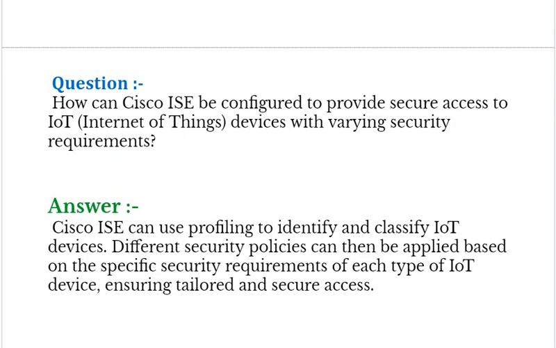Our next interview question is: how can Cisco ISE be configured to provide secure access to IoT Internet of Things devices with varying security requirements? Your answer should be: Cisco ISE can use profiling to identify and classify IoT devices. Different security policies can then be applied based on the specific security requirements of each type of IoT device, ensuring tailored and secure access.